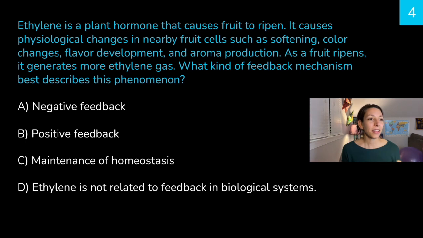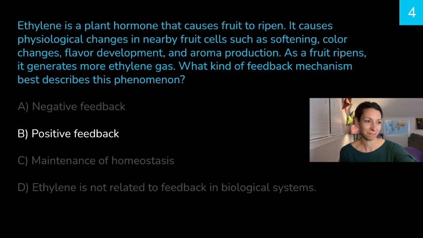All right. Ethylene is a plant hormone that causes fruit to ripen. It causes physiological changes in nearby fruit cells, such as softening, color changes, flavor development, and aroma production. As a fruit ripens, it generates more ethylene gas. What kind of feedback mechanism best describes this phenomenon? A. Negative feedback. B. Positive feedback. C. Maintenance of homeostasis. Or D. Ethylene is not related to feedback in biological systems. Think about it.